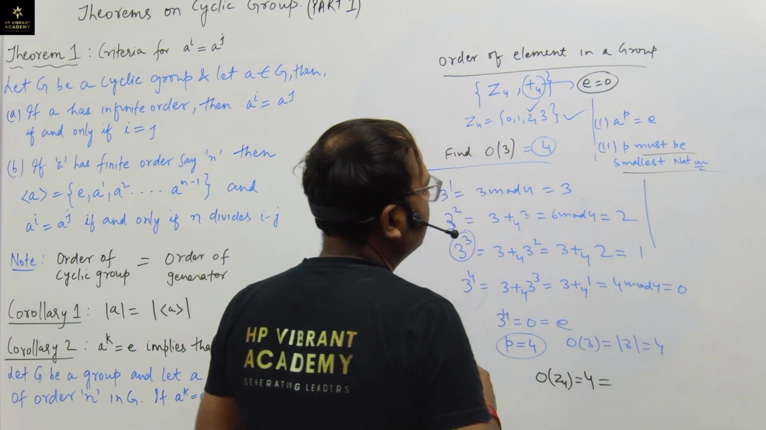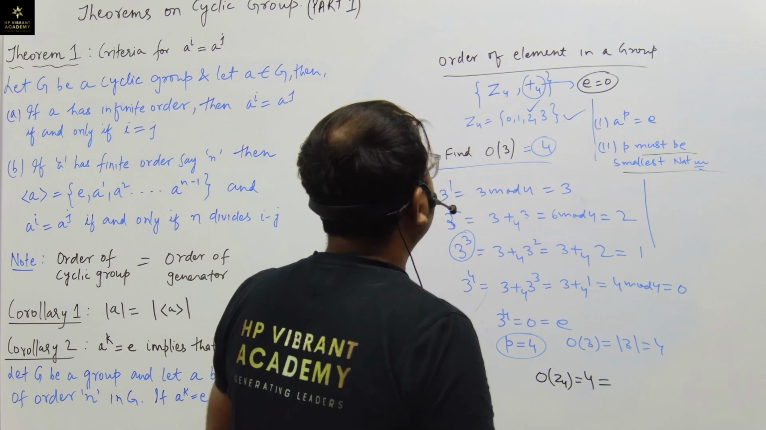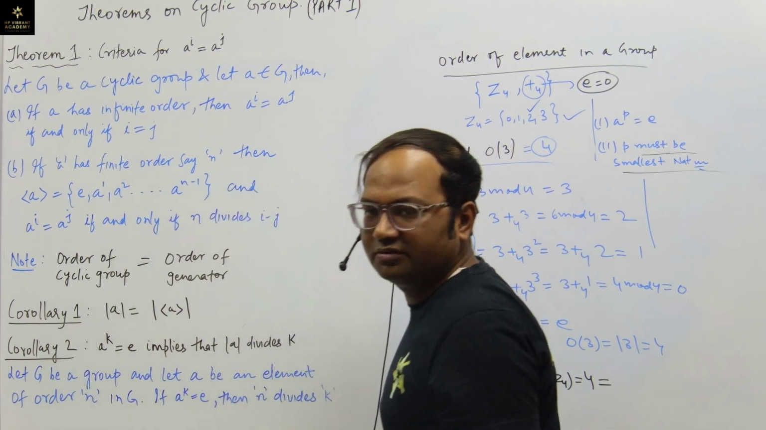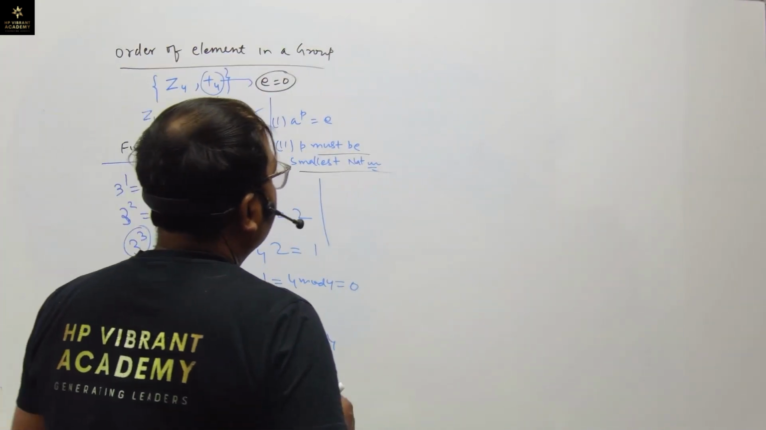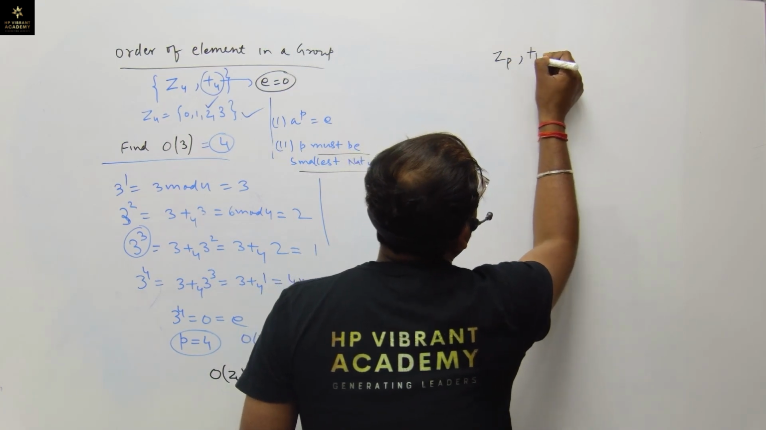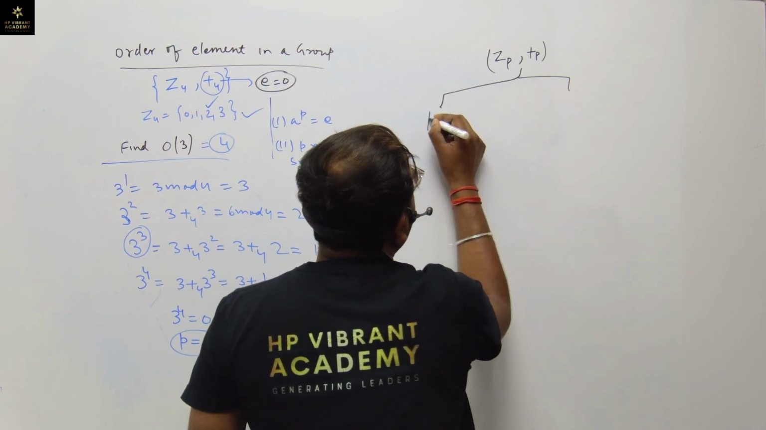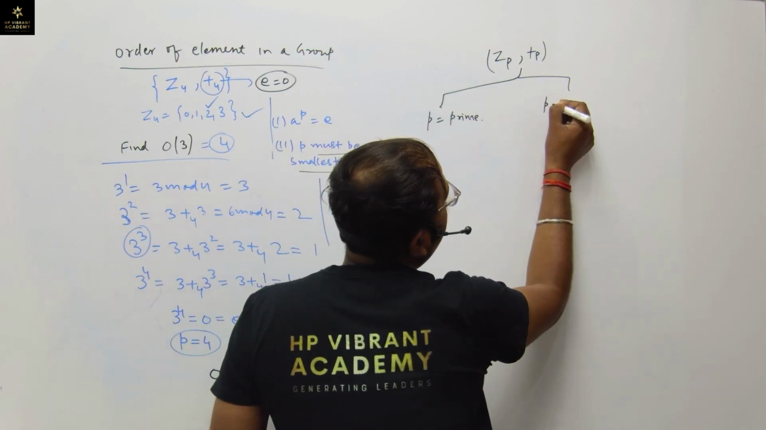Let us revise our concept of finding the generator. What we have seen is that Zp forms a group under addition modulo p. We have seen that there are two cases: if p is prime, and if p is not prime.